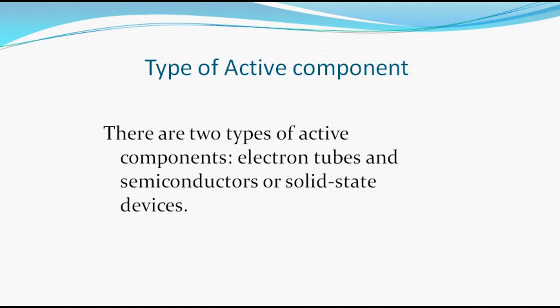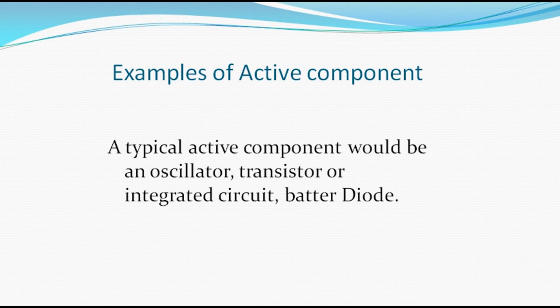Let's look at the types of active component. What are the types? There are two types of active component. One is electron tubes, and the second one is semiconductors or solid state devices. An electron tube is different from a semiconductor. I will also discuss semiconductors briefly if possible in this series of videos, because we will have a series of videos on active components. So these are the two types of active component: electron tubes and semiconductors or solid state devices.